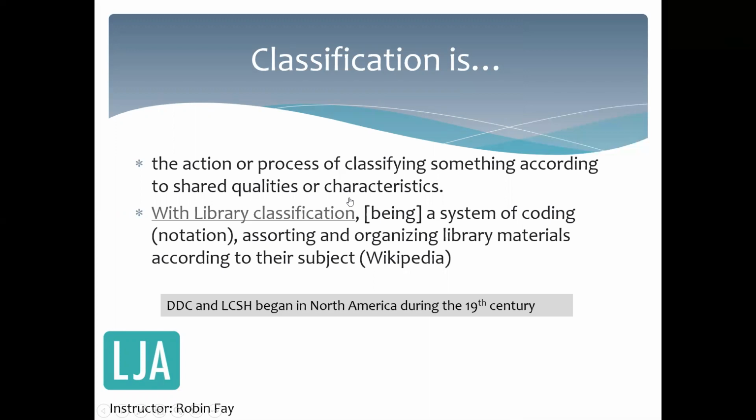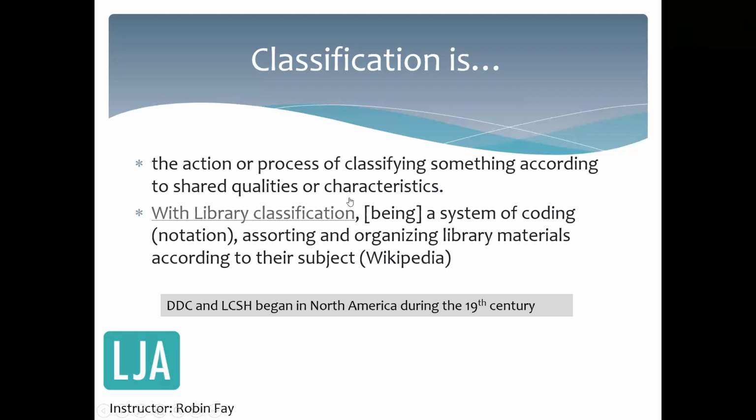Library classification is a system of coding, and in terms of coding, that's what we call notation. And we're going to look at notation just a little bit in just a few minutes. And then sorting and organizing library materials according to their subjects. So that's that grand vision of what this is. So classification is two pieces. It's the coding. So how do we code or record the information? What is the code for that information? And then what does it attempt to do? It attempts to organize library materials according to their subject.